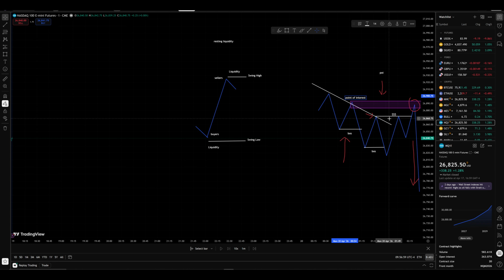But what they're always going to do is, like I said, take out some form of liquidity, tap into that POI so they can actually enter at the price level they want to enter, because they can't do it if there's nobody to take the other side of that order, right? So that is basically how liquidity and how market structure works within the market.